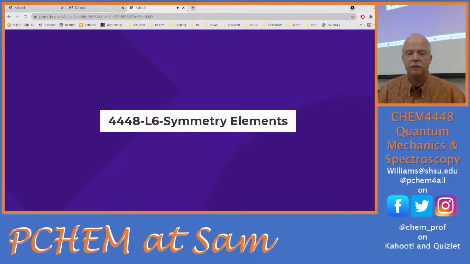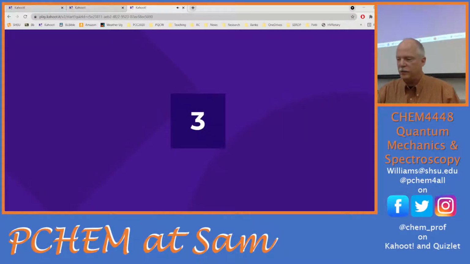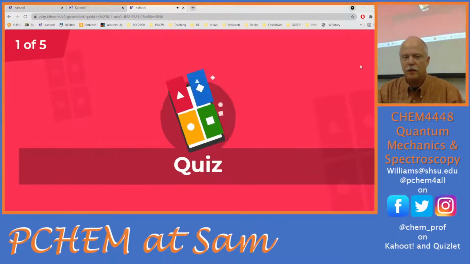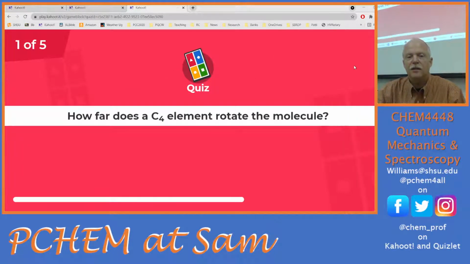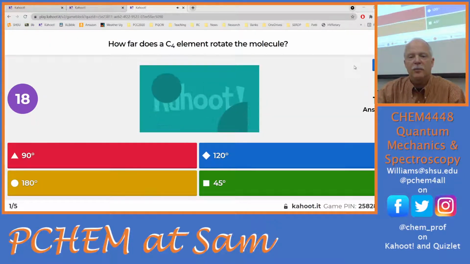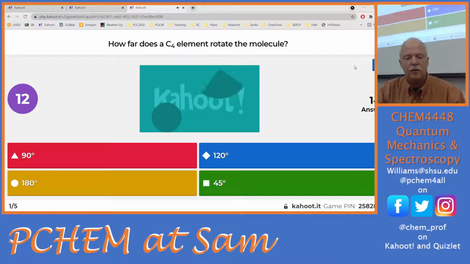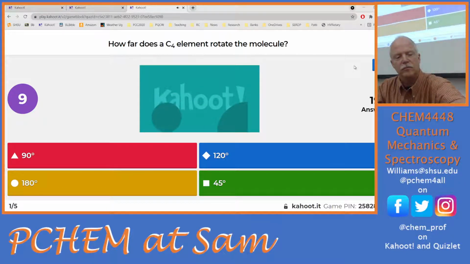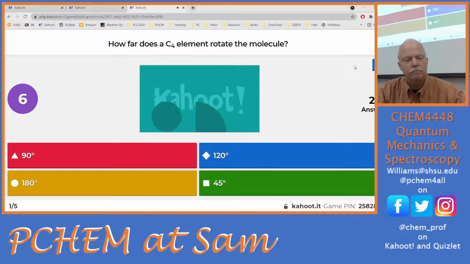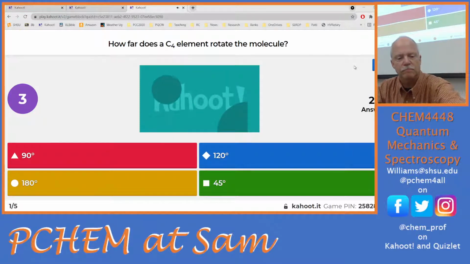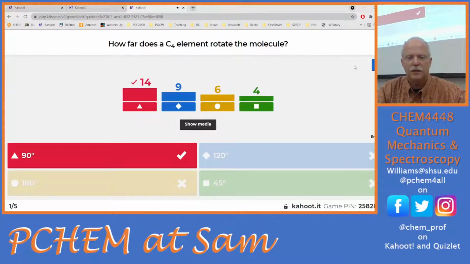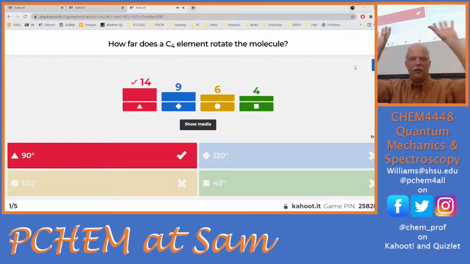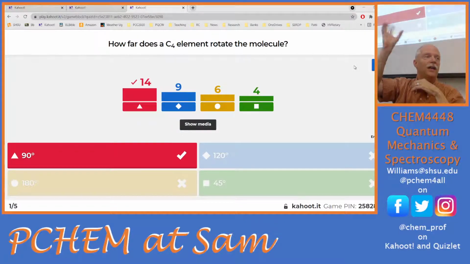Seeing none, let's get started. Okay, so just a short quiz on the symmetry elements. How far does a C4 rotation element rotate the molecule? So a C4 axis, how far does it rotate the molecule? Okay, so it's 90 degrees. You take 360 degrees, and you divide by that little number. So you're dividing the full rotation by 4. So 1/4 of a turn is 90 degrees.